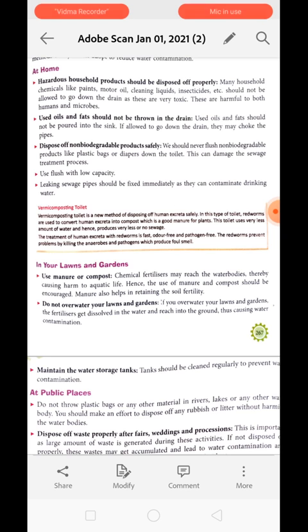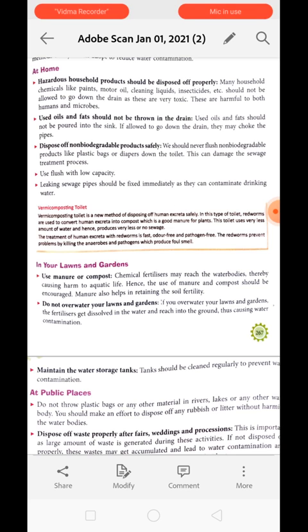So over here we are also using the red earthworm to decompose the waste material. Okay, this toilet uses very less amount of water and hence produces very less or no sewage. The treatment of human excreta with red worm is fast, odor free and pathogen free. Pathogens are what? Disease causing germs. So if we are treating the human excreta with red worm, what will happen? It is odor free and it is pathogen free.